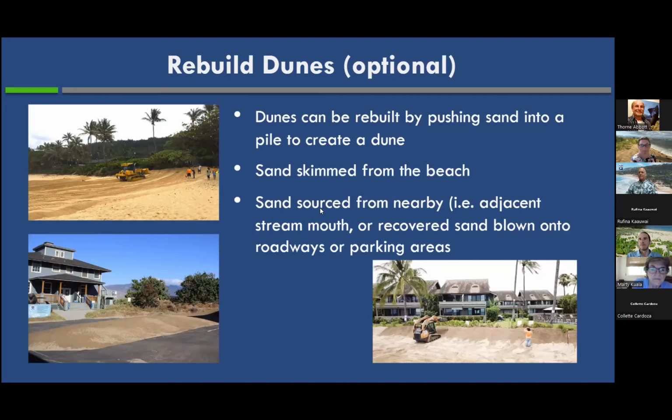Another source may be from a nearby stream mouth. In many parts of the state, there are streams that have a little sand plug at the mouth of the stream that's regularly cleared for flooding or drainage purposes, and it can be appropriate in cases to use that sand to create dunes in the immediate area. Also, you might find sand up on a roadway or in a parking lot where it blew off the beach, and that's a precious resource and it should be reintroduced back to the beach. So those are also potential sources for sand.